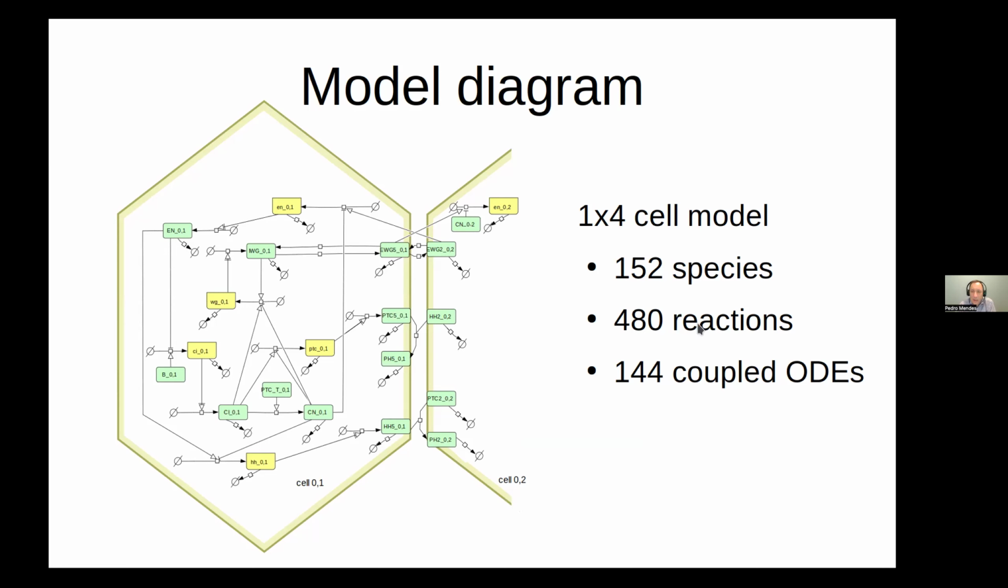I should mention this model with 4 cells, which is, as I said, the minimum required for the pattern to appear, has 152 chemical species, the entire model, the 4 cells, 480 reactions, which means 144 coupled ODEs. And this is not a problem for COPASI. This can be run in a few seconds.